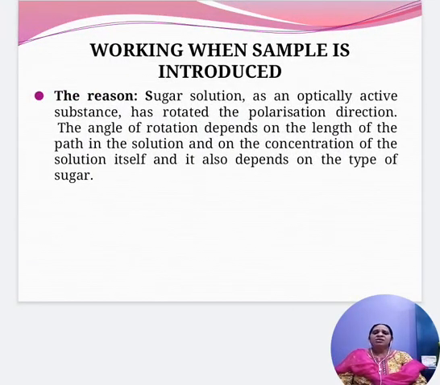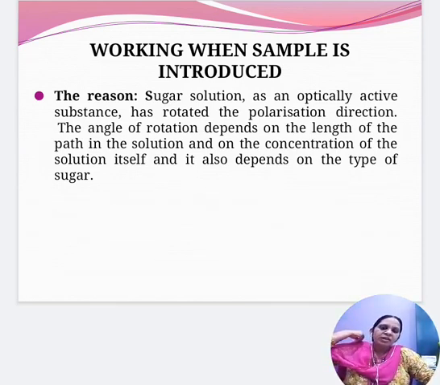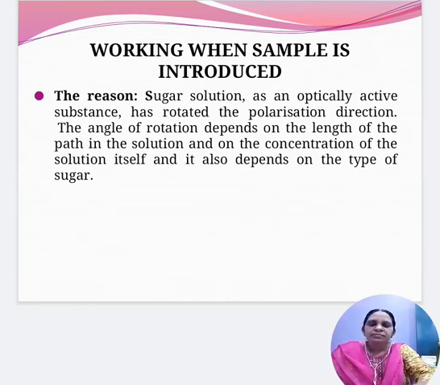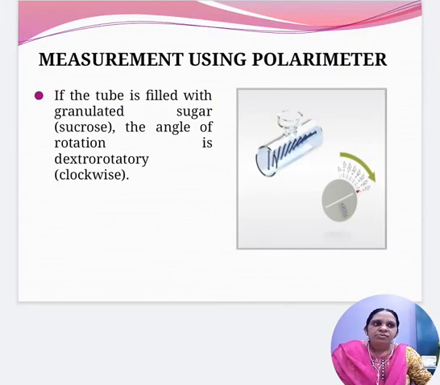The reason is that the sugar solution, as an optically active substance, has rotated the polarization direction. It has rotated the direction of the polarized light. The angle of rotation depends on the length of the path in the solution, the concentration of the solution itself, and also the type of the sugar. So this is how you can observe the figure.